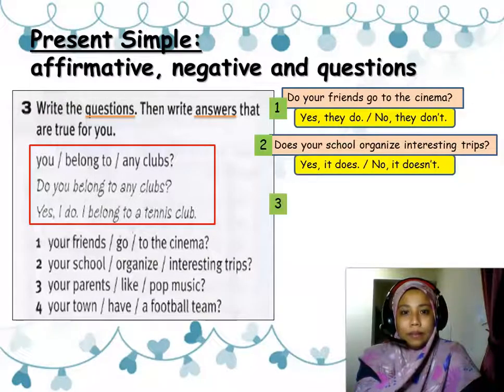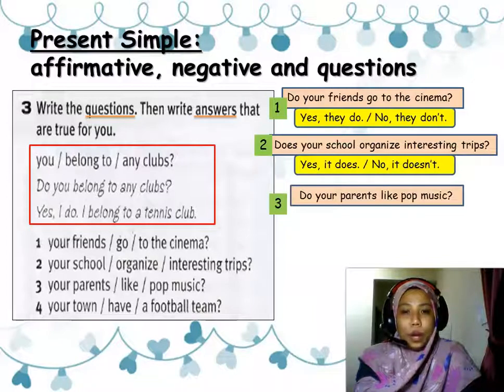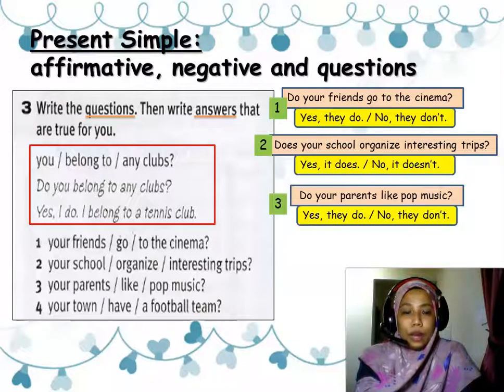Yes, it does, or no, it doesn't. Next, do your parents like pop music? Because parents is considered plural, we use do, the auxiliary verb do. How can we answer? Either yes, they do, or no, they don't.